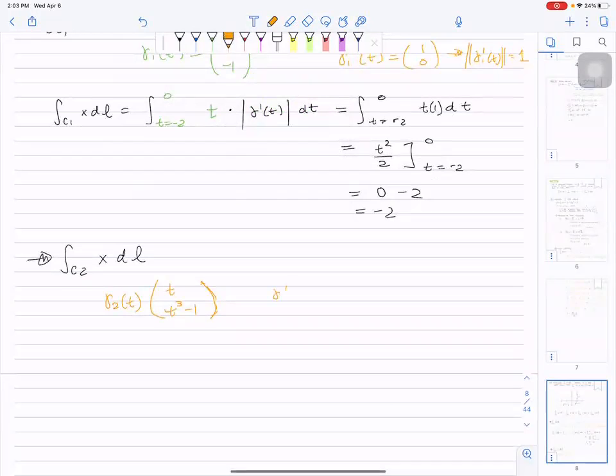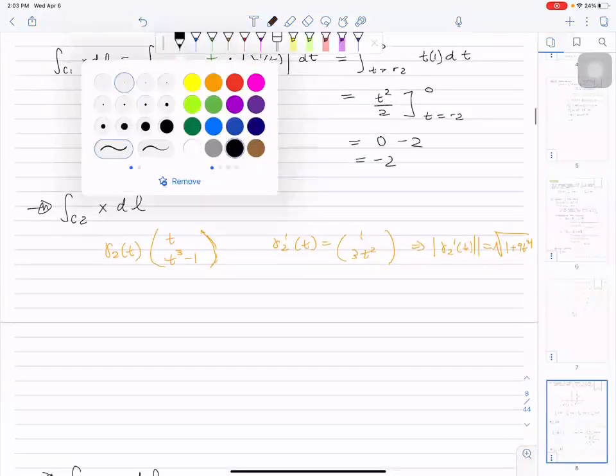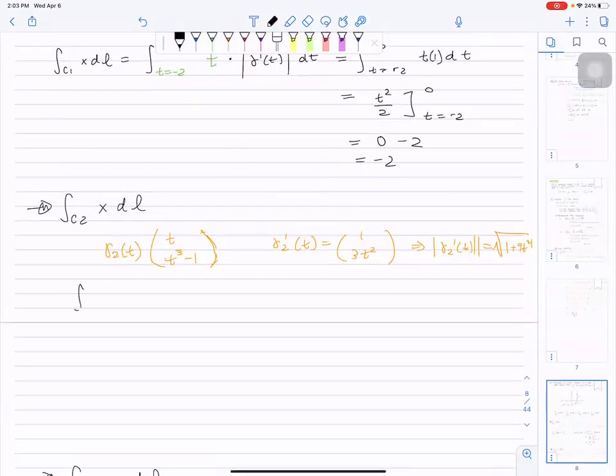Let's find the derivative. That's going to be 1, 3t squared. And then the length of that is going to be the square root of 1 plus 9t to the 4th. So our integral becomes t from, oh, I should have mentioned t here. It's going to be from 0 to 1 because that's what our x is limited by, right? So in our parameterization, t goes from 0 to 1.